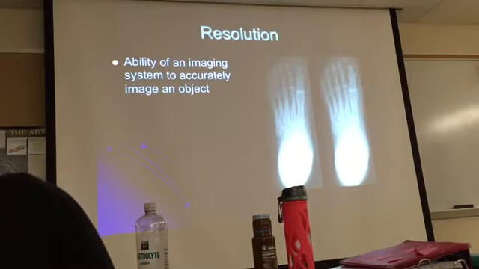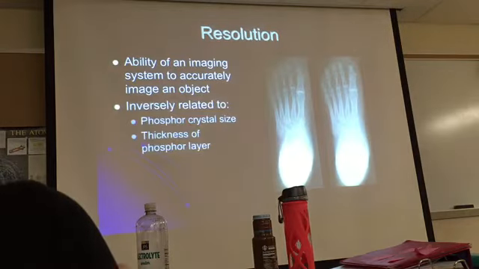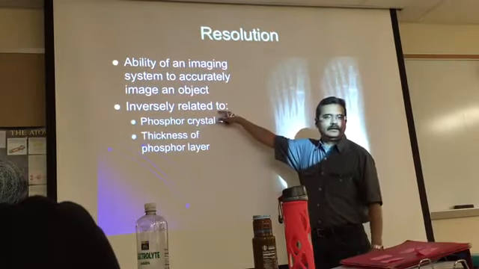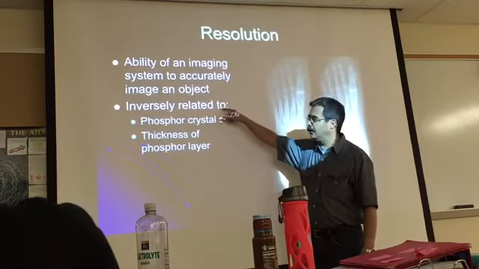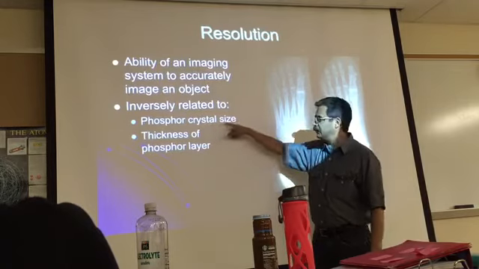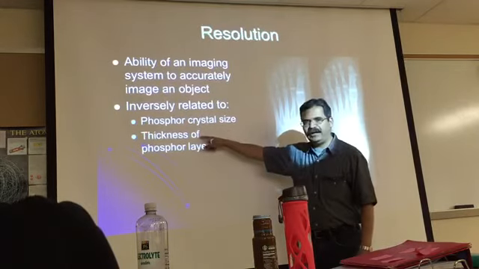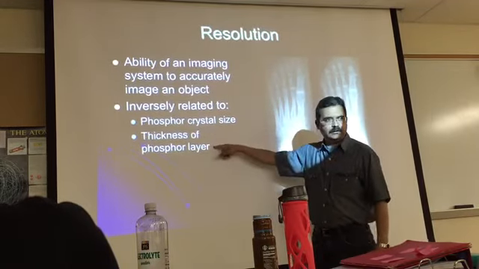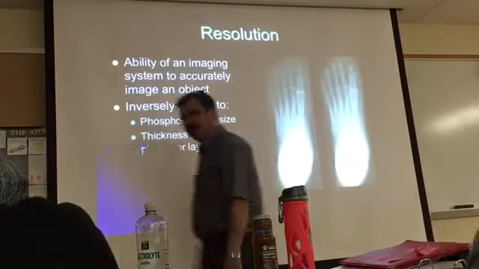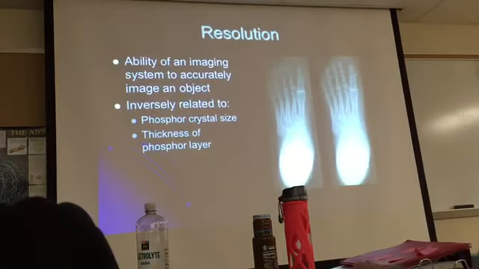How good can you image whatever object, in this case the foot? Inversely related to, and here's where you need to pay attention. Inversely related, meaning what? That it's going to get worse. The resolution is not going to be as good when you have big phosphor crystals, when you have a thick phosphor layer.